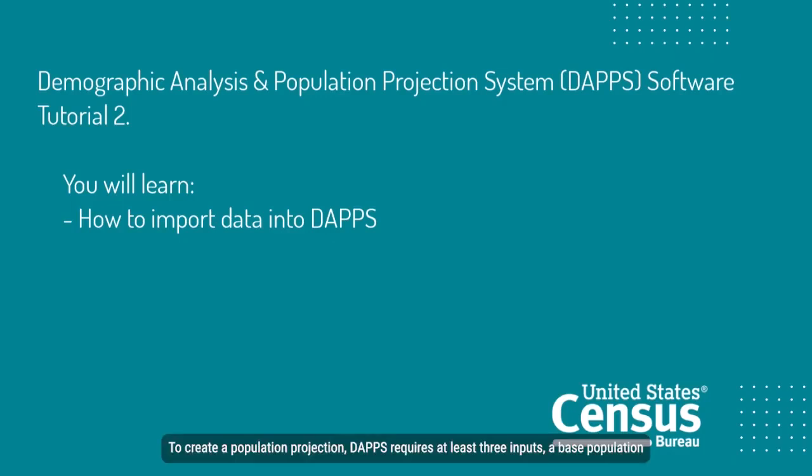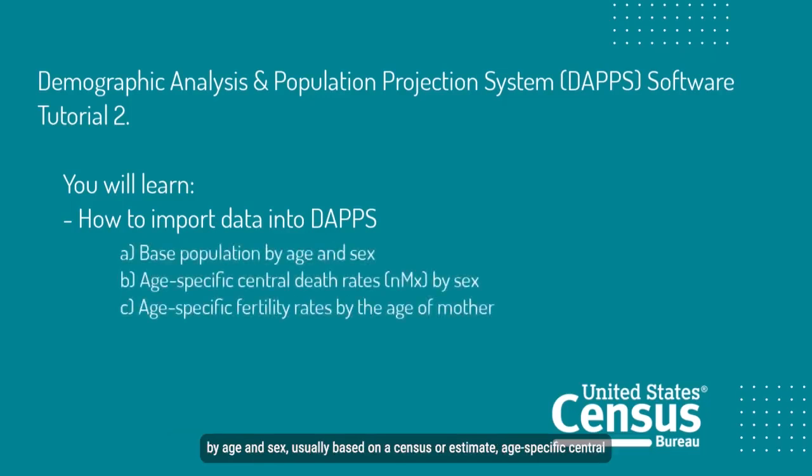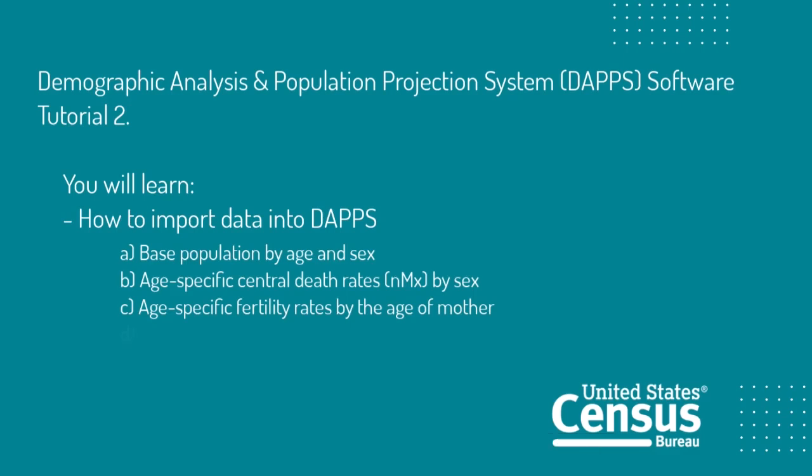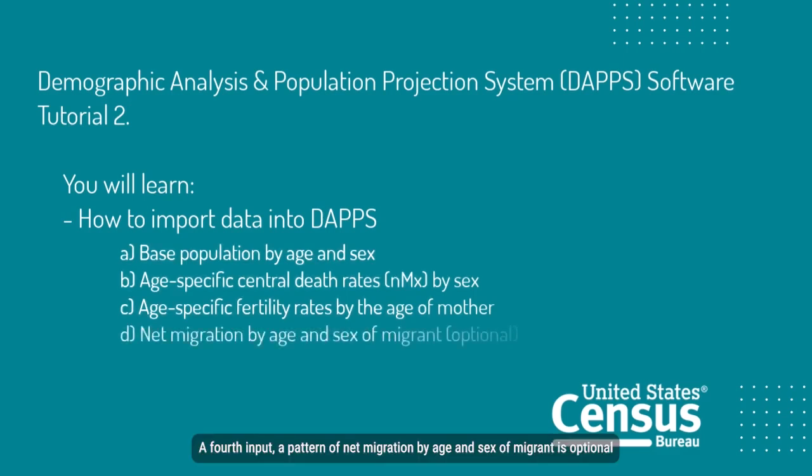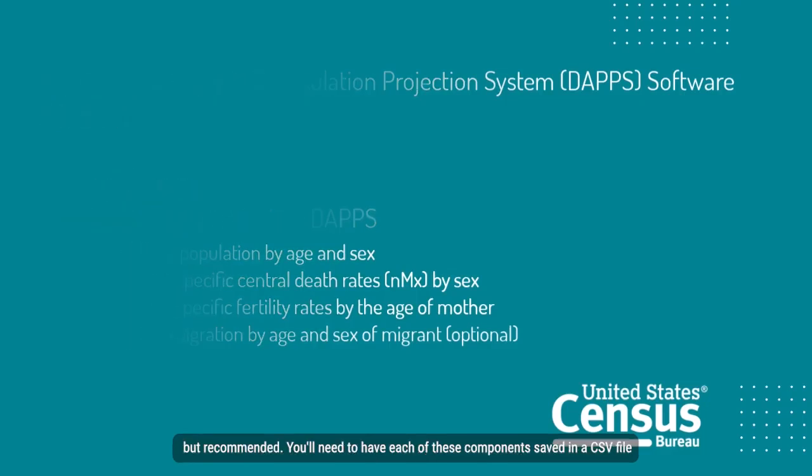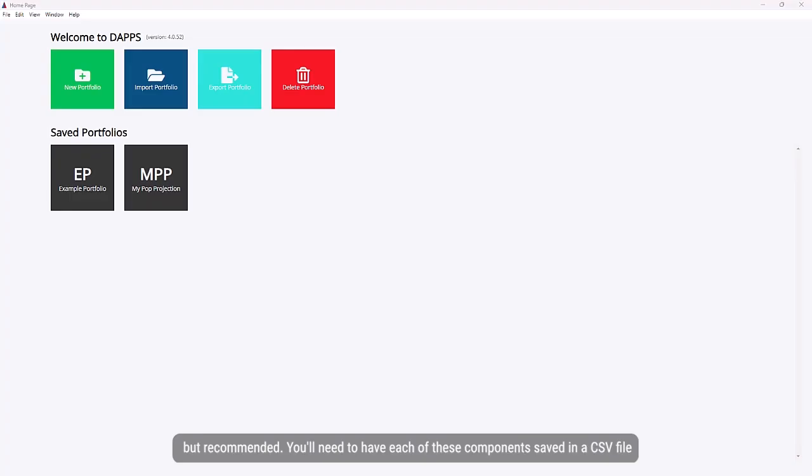To create a population projection, DAPPS requires at least 3 inputs: a base population by age and sex, usually based on a census or estimate, age-specific central death rates or nMx by sex, and age-specific fertility rates by the age of mother. A 4th input, a pattern of net migration, by age and sex of migrant, is optional but recommended. You'll need to have each of these components saved in a CSV file or an Excel spreadsheet.